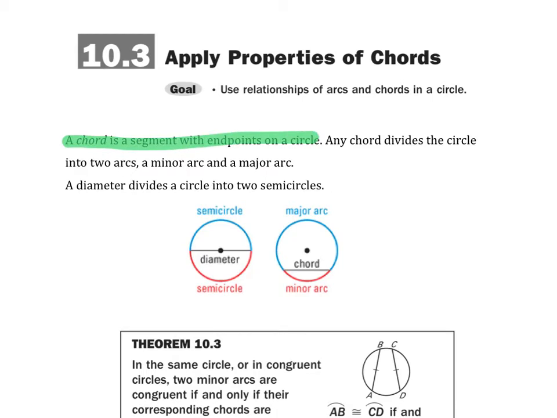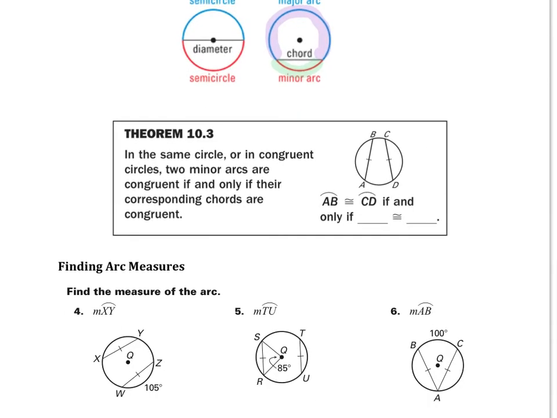A chord will divide the circle into two arcs, the minor arc and a major arc. A diameter, remember a diameter goes to the center, will divide a circle into two semicircles.